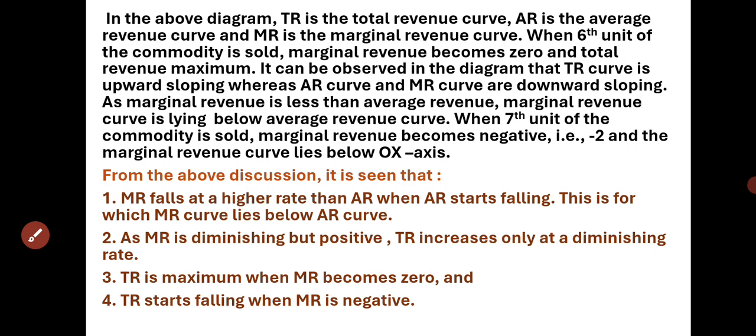Number 1, marginal revenue falls at a higher rate than average revenue when average revenue starts falling. This is why the MR curve lies below the AR curve. Number 2, as marginal revenue is diminishing but positive, total revenue increases only at a diminishing rate. Number 3, TR is maximum when MR becomes 0. Total revenue is maximum when marginal revenue becomes 0. And number 4, total revenue starts falling when marginal revenue is negative. So it is shown in the above table and diagrams, right?